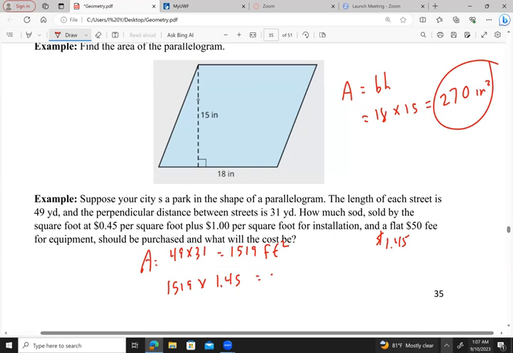which gives me 2,202.55. But then I have to add our standard fee. So my final cost is $2,252.55.